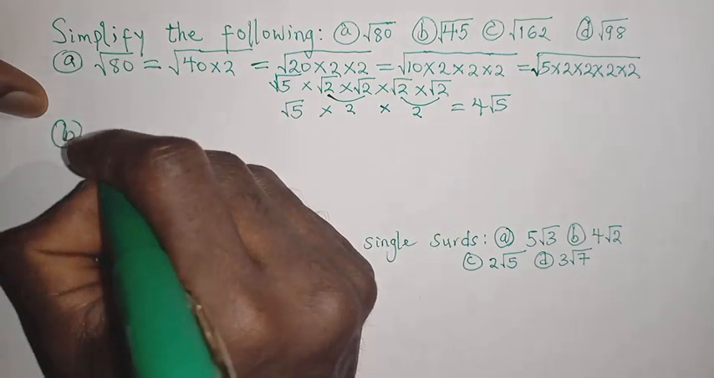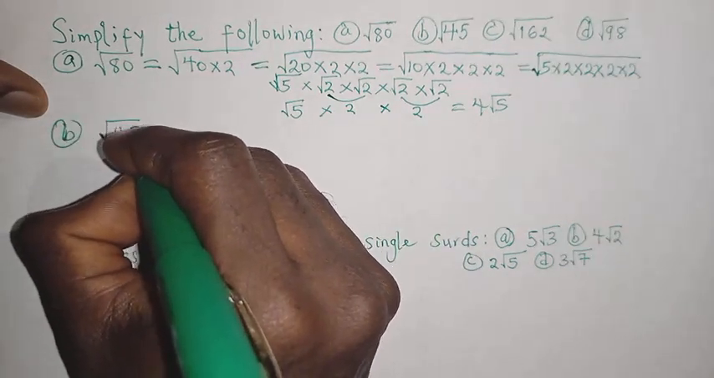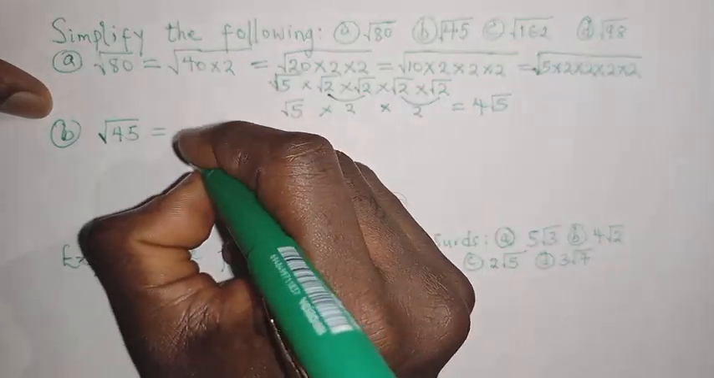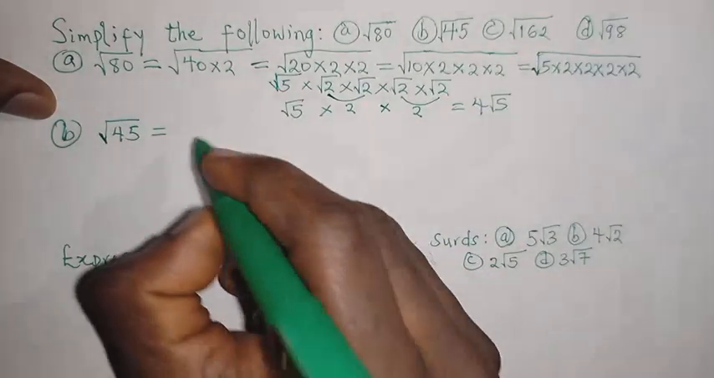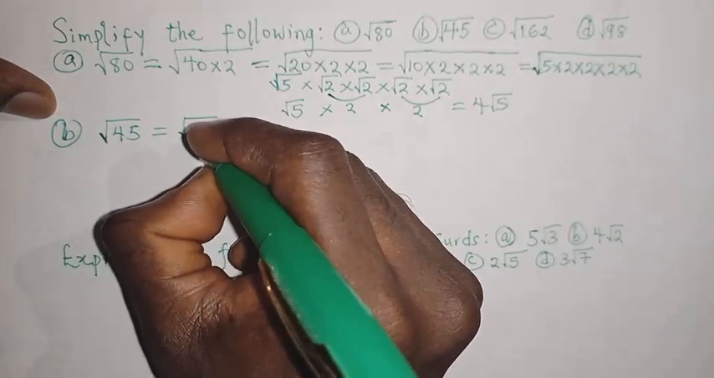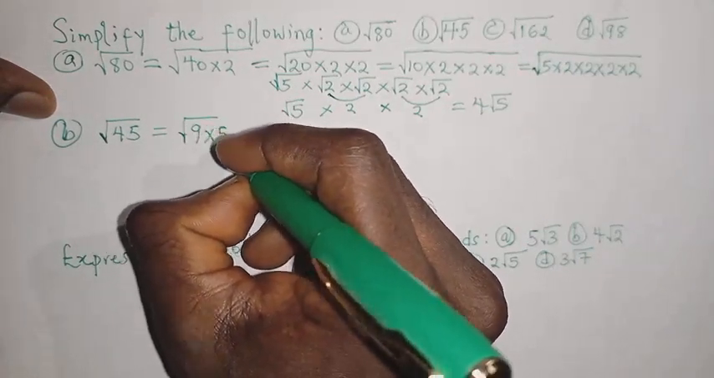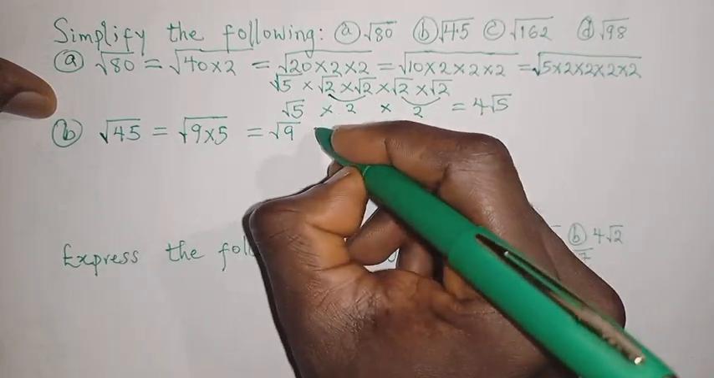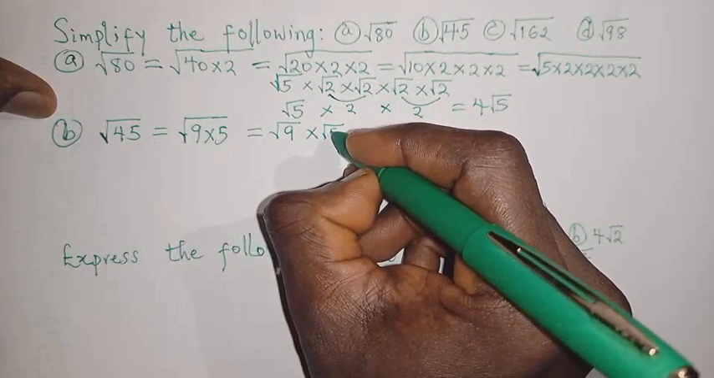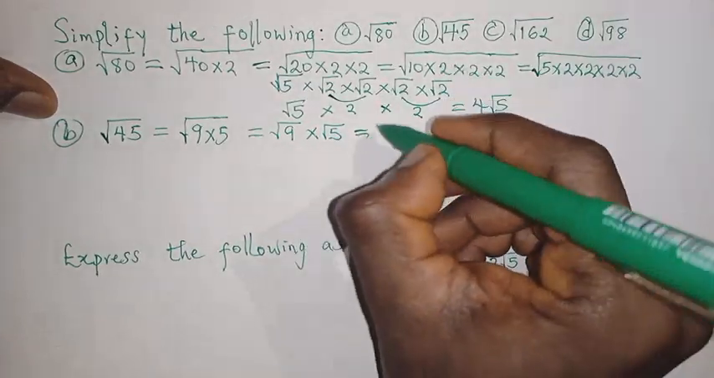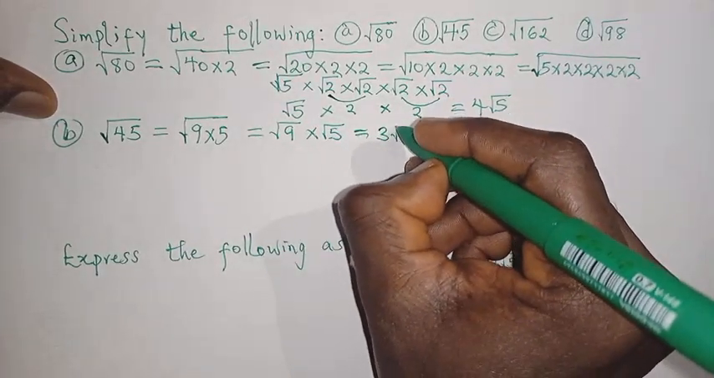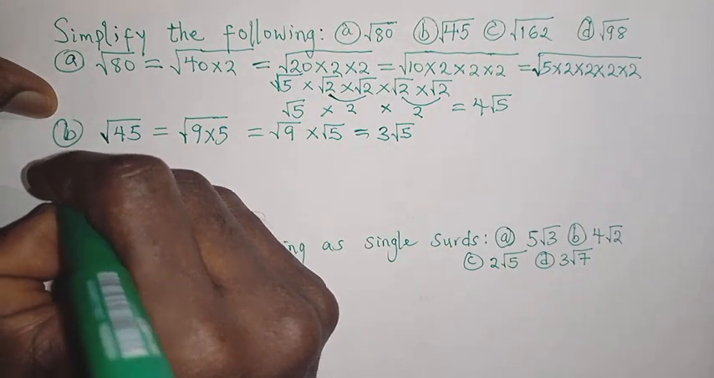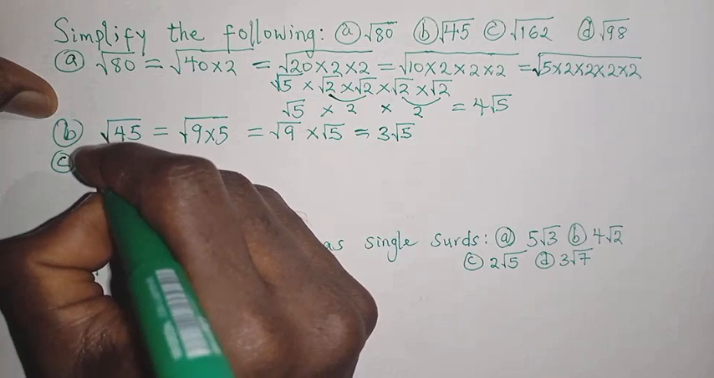So we have the B part, which is root 45. In this case, what are the two terms that we can break 45 into? So we have root 9 times root 5. And of course, you remember that 9 is a perfect square, right? So the square root of 9 is what? 3. So this is 3 root 5. Very simple.